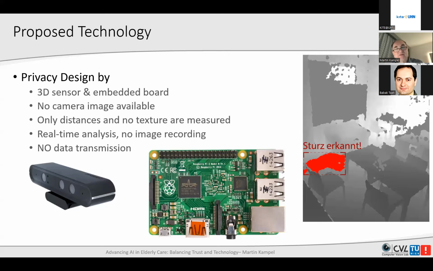But it is the sensor plus an embedded board, which means we do all the calculations on board, close to the sensor, so that we don't have to transmit any data to any server or to any cloud services. As I said, there is no camera image available, and we only measure the distances. There is, of course, no texture. What we are able to deliver is real-time analysis and no data transmission at all.